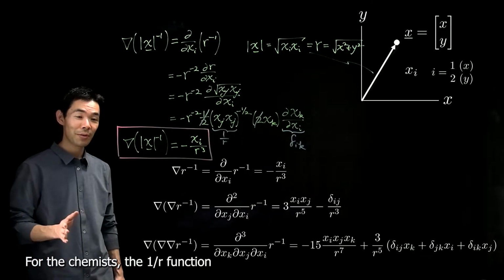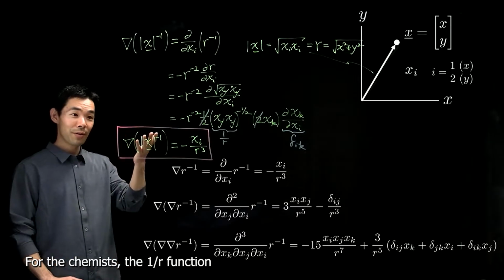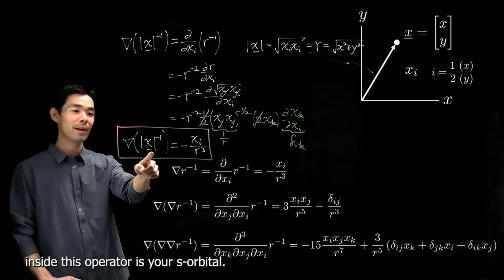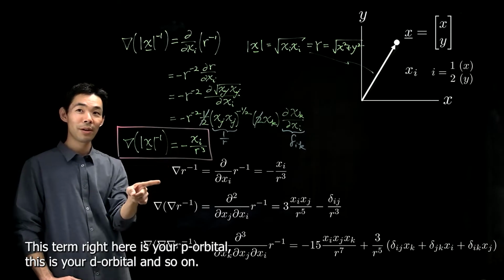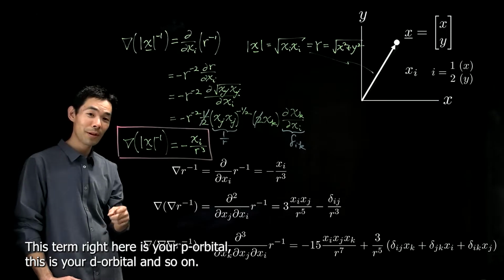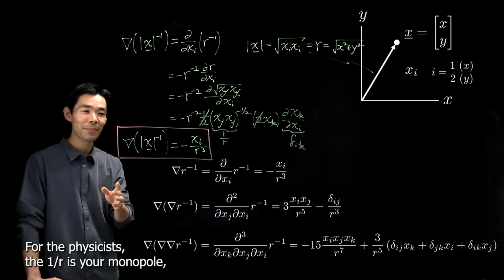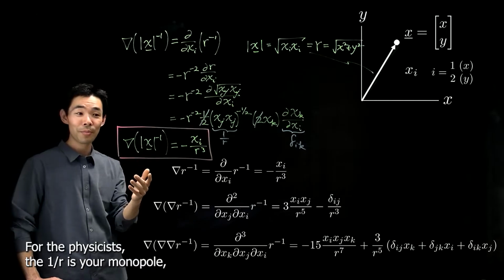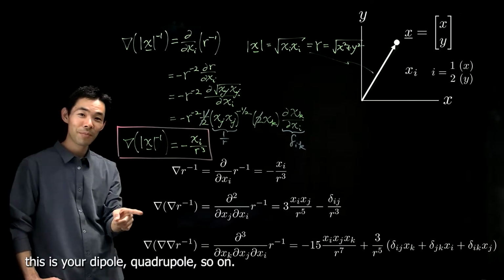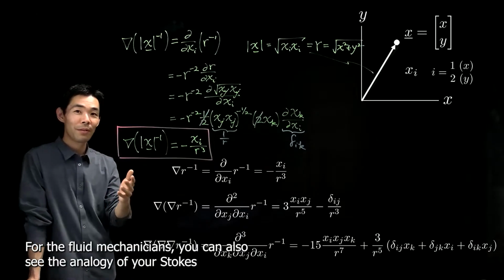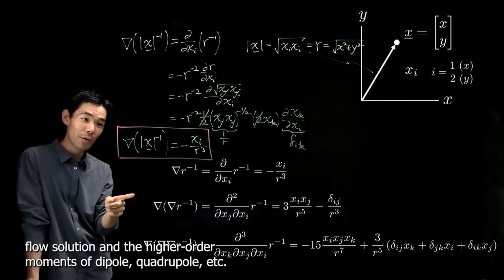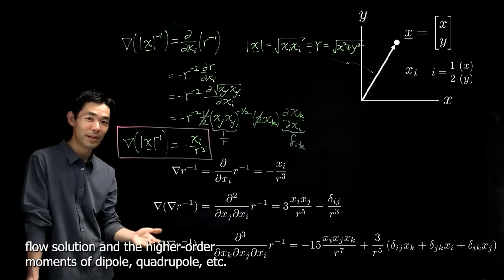So for the chemists out there, the 1 over r function inside this operator is something like your s orbital. This term right here is your p orbital, this is your d orbital, and so on. For the physicists out there, the 1 over r is your monopole, this is your dipole, quadrupole, and so on. People who do fluid mechanics can also see the analogy of your Stokes flow solution and then higher order moments of dipole, quadrupole, etc.